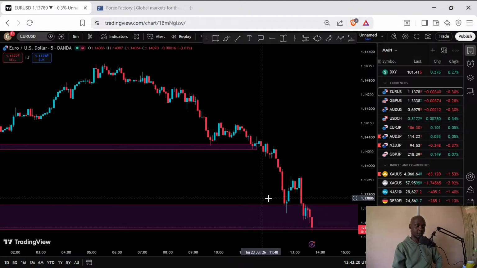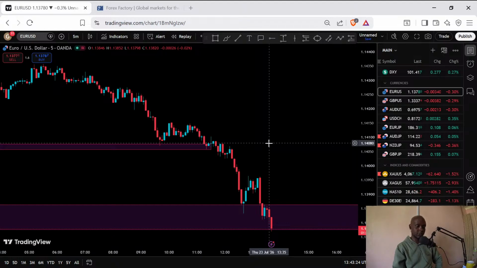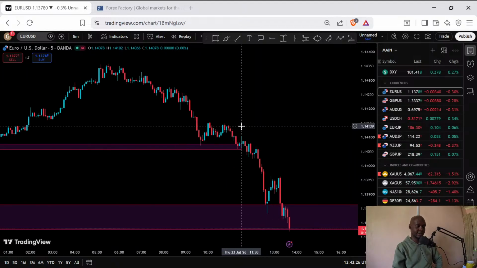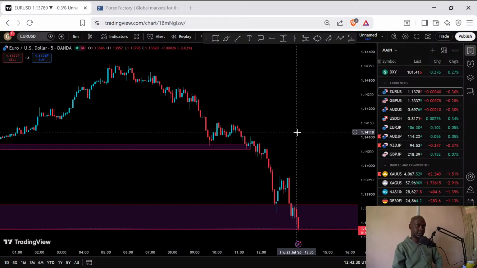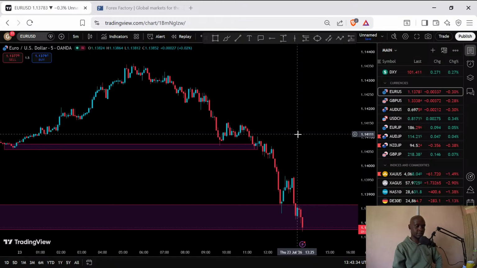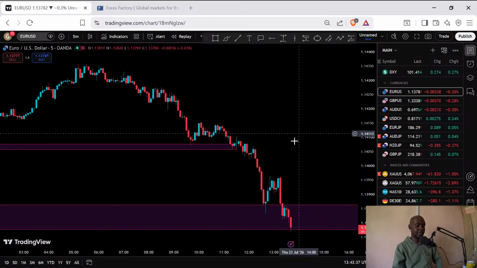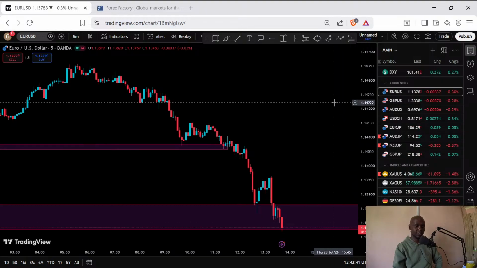But now we are approaching that area I'm talking about. So we might get deeper pullbacks in this region. We may get some buying pressure right now. Ideally for me, I'm looking for signs of exhaustion here, and look for reversals to take longs.